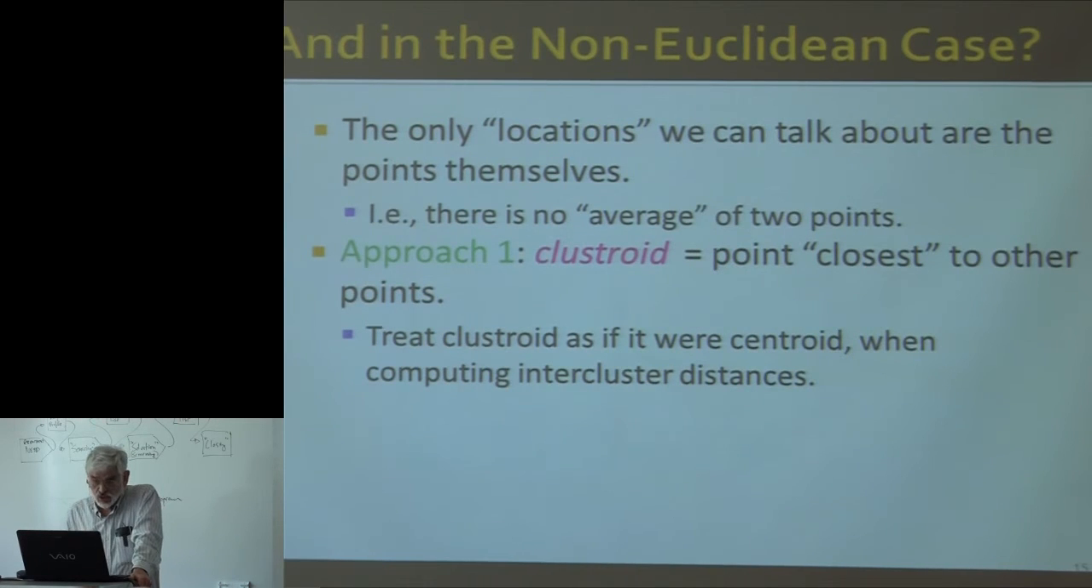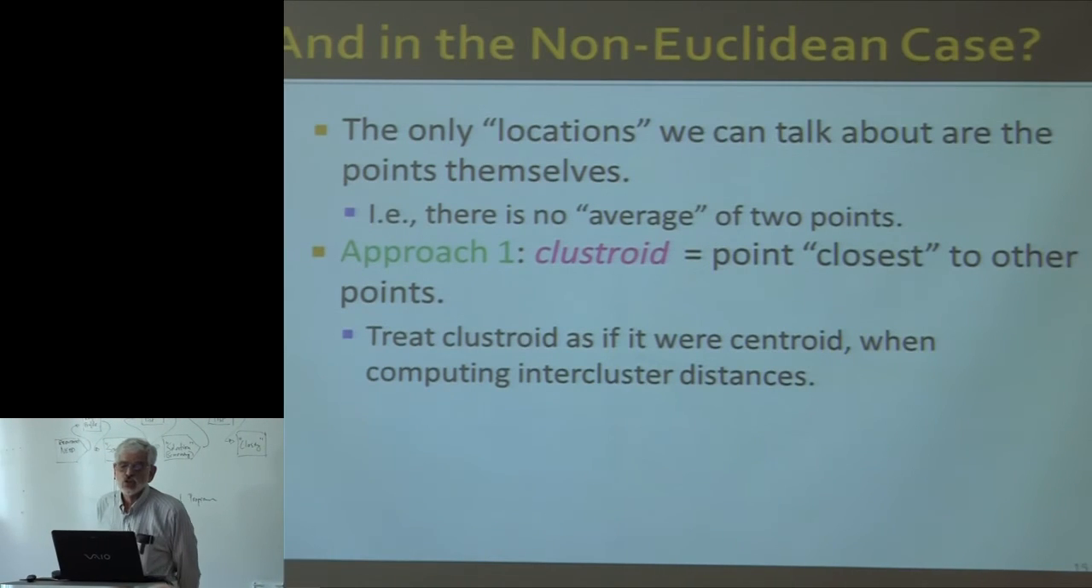Well, the clustroid has many definitions, but one possibility I put up here is that it's the point that is closest to the other points. That is, whose maximum distance to another point in the cluster is a minimum. Now, you can use the clustroid as if it were the centroid. That is, you represent a cluster in a non-Euclidean space by the clustroid and how many points it represents.